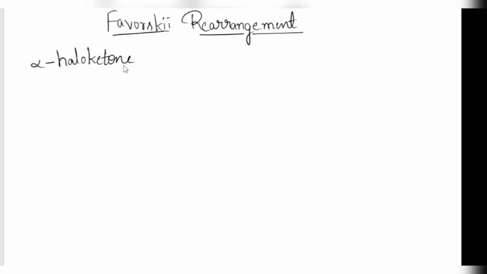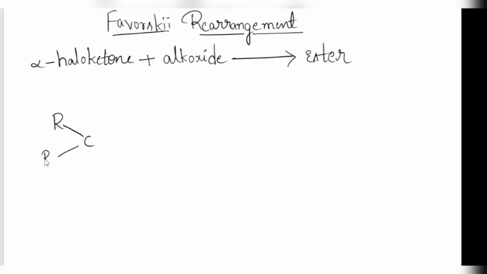So here the alpha haloketone is there, plus it will react with alkoxide. The alkoxide ion can be sodium or potassium with a cation, and what it will give finally is an ester. I will give an example, and afterwards I will discuss the detailed mechanism of Favorskii rearrangement.